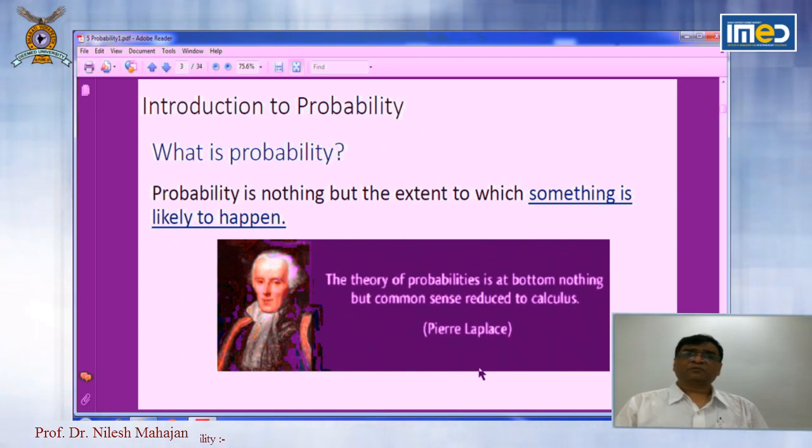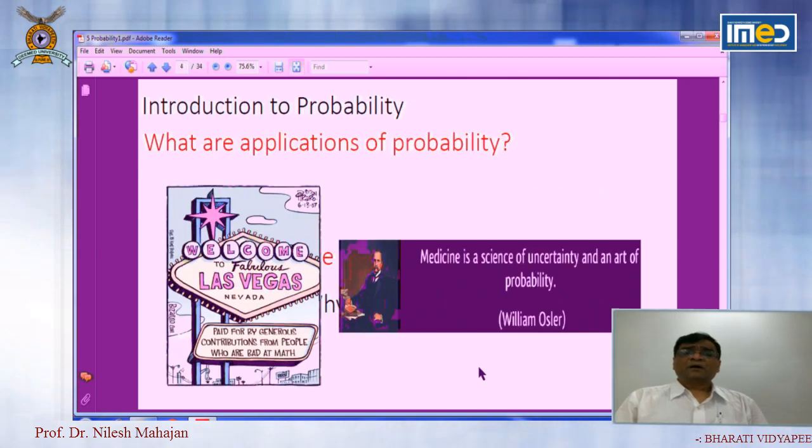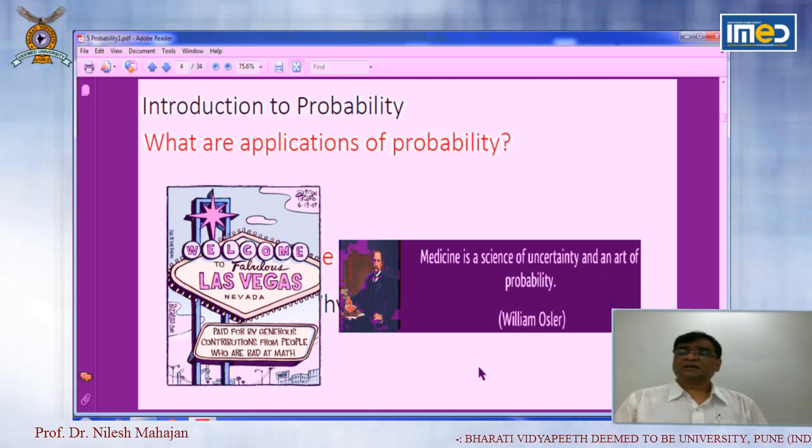Introduction to probability. What is probability? Probability is nothing but the extent to which something is likely to happen. Right? The theory of probability is at bottom nothing but common sense reduced to calculus. What are the applications of probability? You know that medicine is a science of uncertainty and an art of probability.